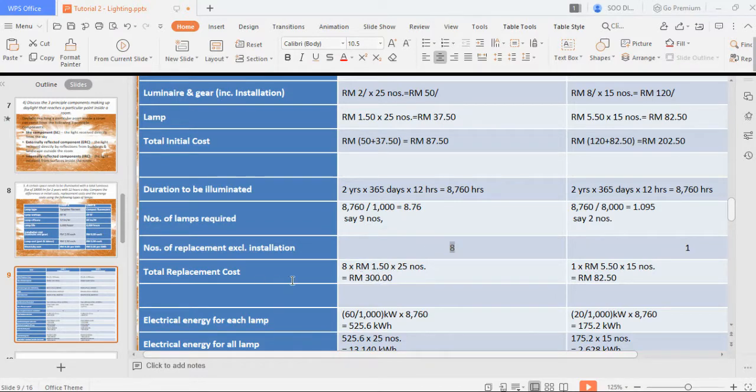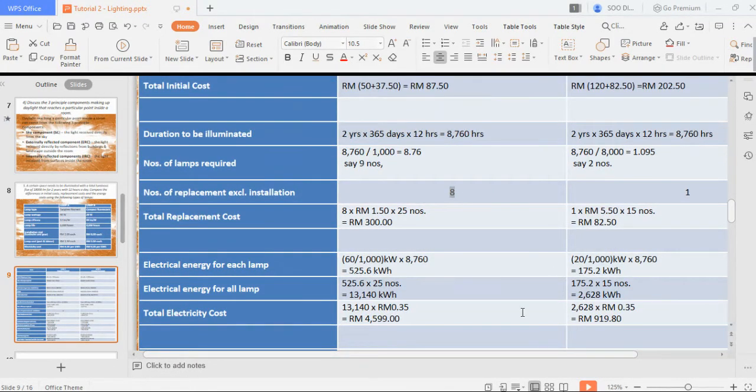So for the total replacement cost, you need to have 8, and the cost per lamp is 1 ringgit and 50 cents, and then you need to multiply it by 25 because you need to replace all the lamps that you have in that area. So it will amount to 300 ringgit for replacement cost for 2 years. You repeat that for lamp B, you get 82 ringgit and 50 cents for replacement cost for your lamps.